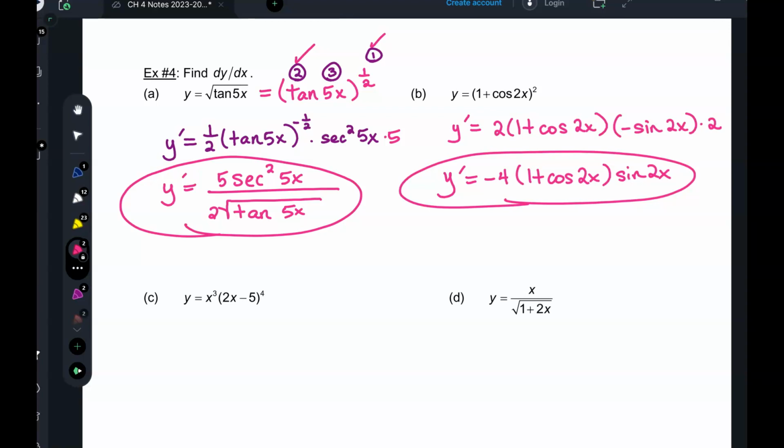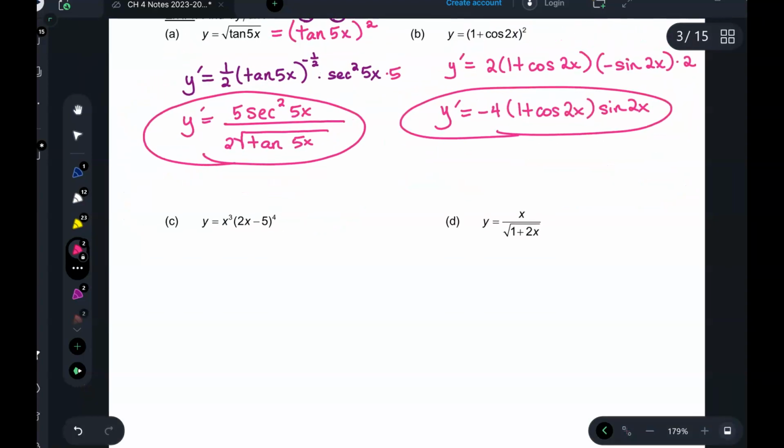Okay, did we get an answer? All right, I got -4 times 1 plus cosine 2x times sine of 2x. And if you want, it doesn't matter where you put the sine of 2x.